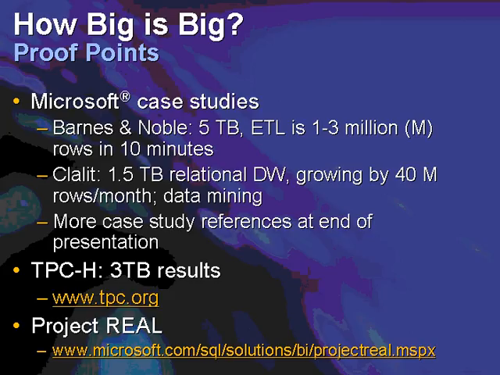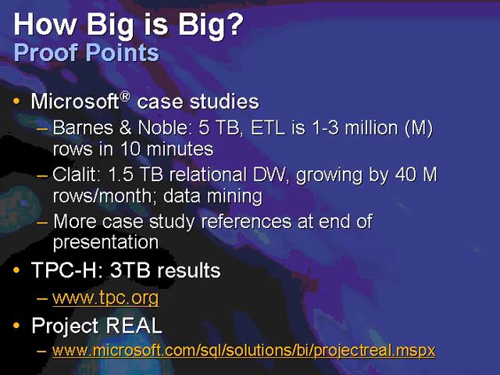Barnes & Noble, for example, has 5 terabytes of data storage. It's hard to know what that means, by the way. What does 5 terabytes of data storage mean? But at least we can assume that it's a pretty big database. As they mentioned in the case study, their ETL handles 1 to 3 million rows. Each process is 1 to 3 million rows, and they do that processing and loading in 10 minutes, which I think sounds really good.